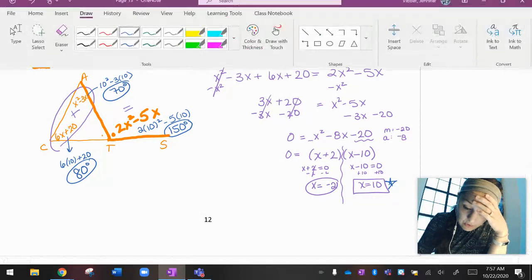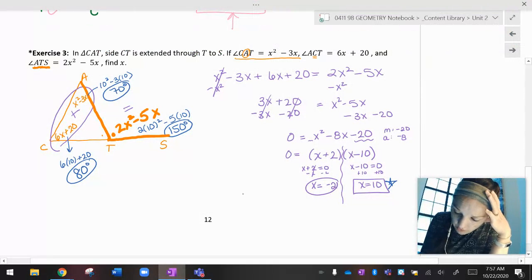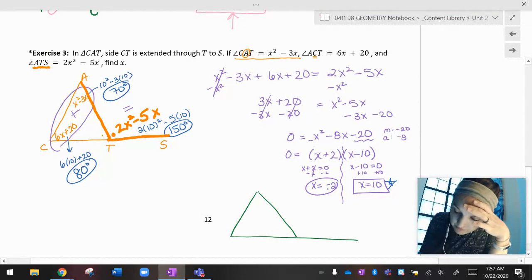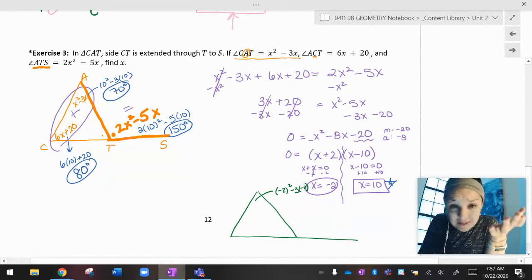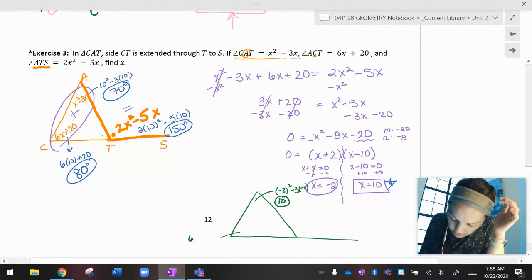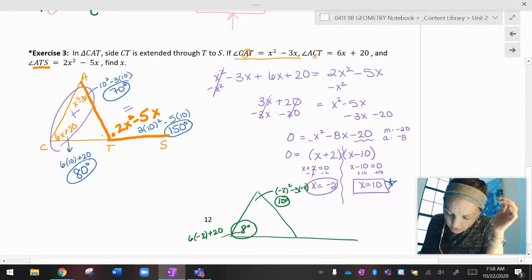What about the negative 2? I'm going to do this one over here so that we don't have an overlap. So if I plug in negative 2, I would have negative 2 squared minus 3 times negative 2. That's going to be 4 minus negative 6. 4 minus negative 6 is 4 plus 6. That's 10. All right, let's do this one. This one's 6x plus 20. 6 times negative 2 plus 20. Well, that'd be negative 12 plus 20. That's 8. I mean, these are tiny angles, but they're positive, so I'm okay.